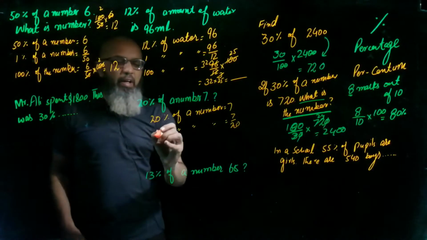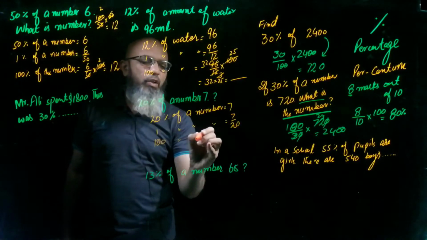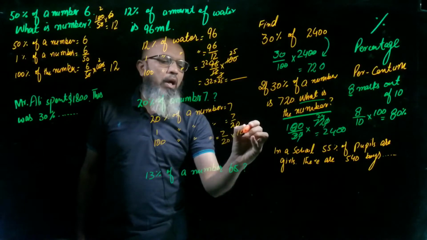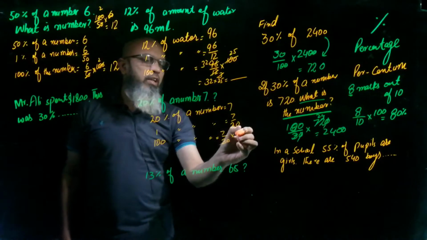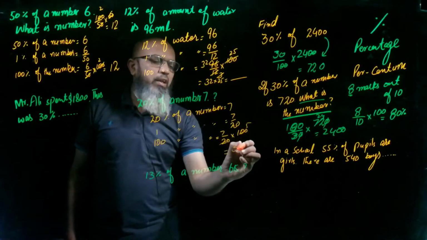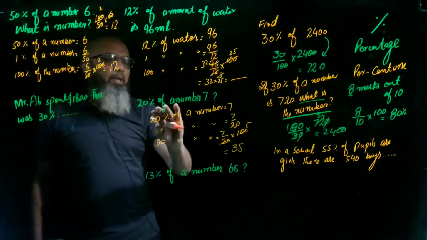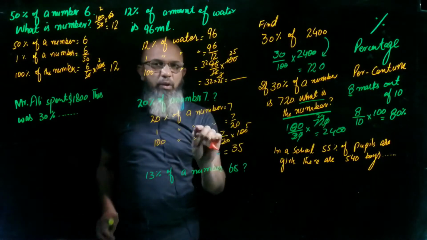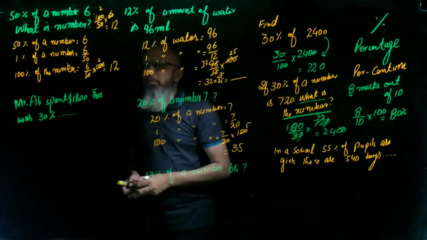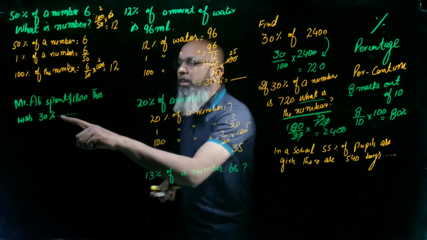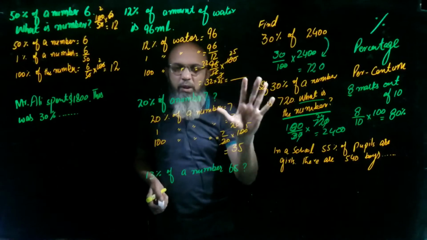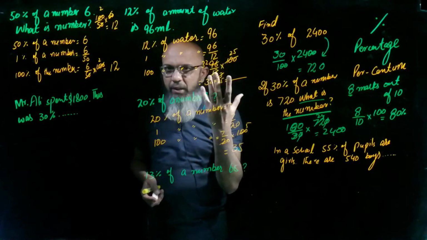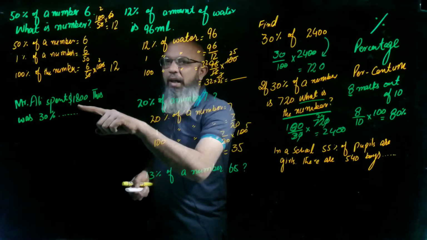So what are we going to find? We are going to find 100% of the number, that is 7 over 20 into 100, right? So 20 fives are 100 and 7 fives are 35, meaning 20% of 35 is equal to 7. We have to find the total value in each question. So here Mr. Ali spent $1,800. This was 30% of his total income, right? So what is his total income? Means he spent 30%, that is 1800.